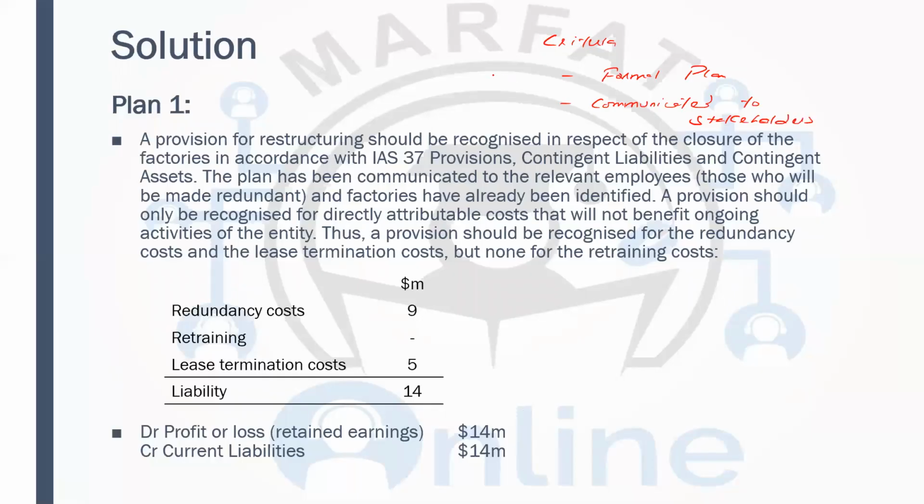So is this their formal plan? Yes. The plan is communicated to stakeholders. Yes, we are talking about plan 1, which is the closure of factories. So if the criteria is met, then the provision should be recognized only for the direct amounts. So provision for direct amounts. Now the direct amounts are redundancy cost, no retraining, and lease termination. So 14 is actually the cost. So debit profit or loss, credit provisions. A current liability because this is planned within 12 months.